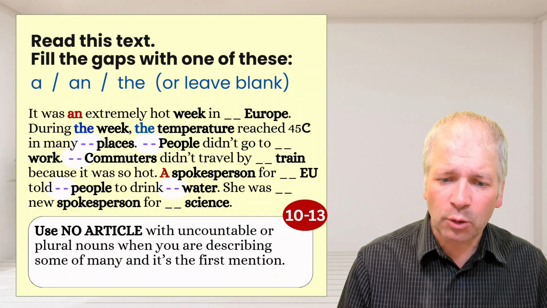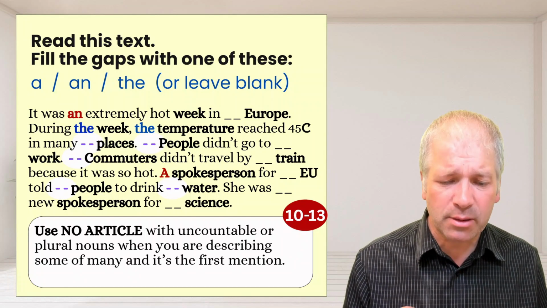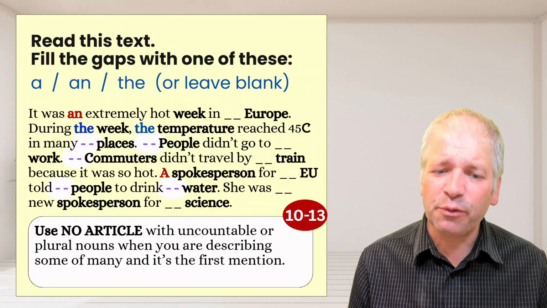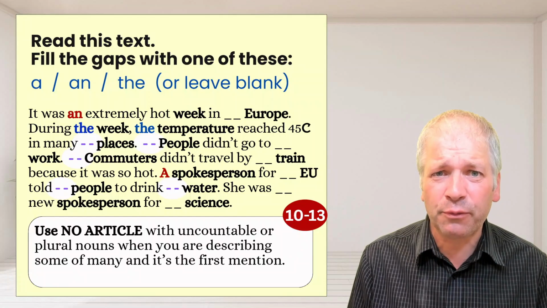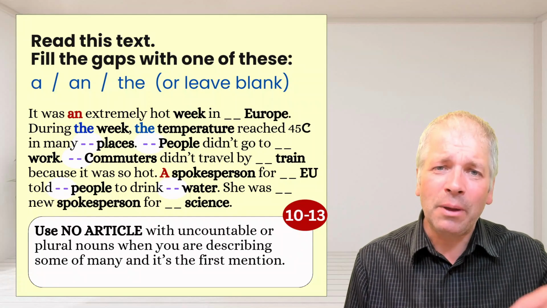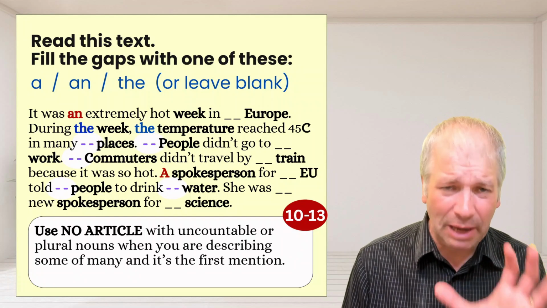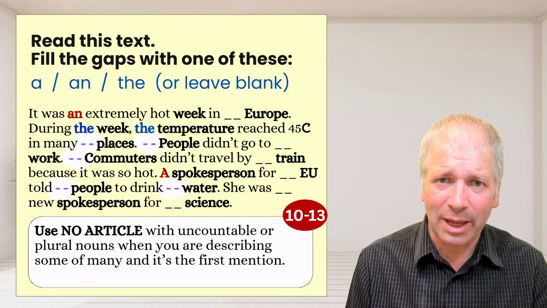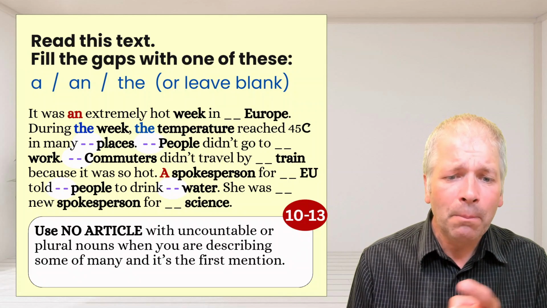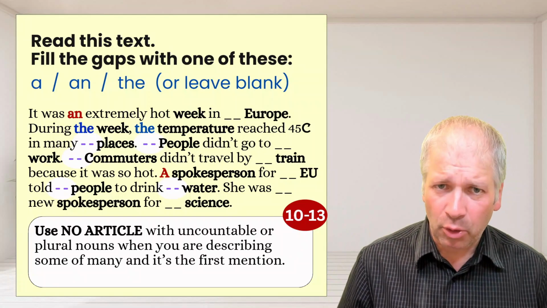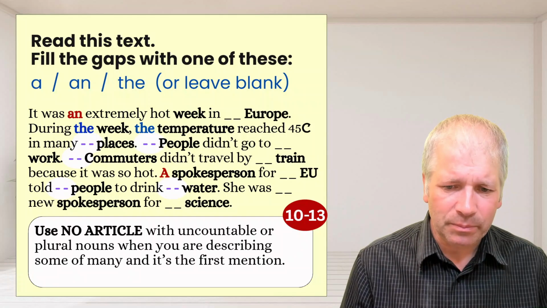Use no article with uncountable or plural nouns when you are describing some of many and it's the first mention. So this is pretty much the same as the rules for using a or an. But here we're referring to plurals and uncountable nouns. Places is a plural. It's more than one place. So no article here. It's the first time we've mentioned it. People, well, this is a plural noun. Then commuters is also a plural noun.